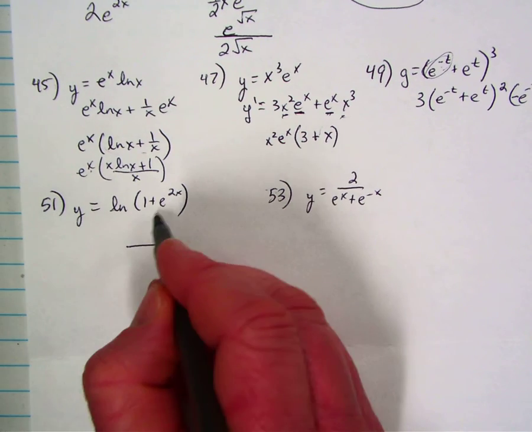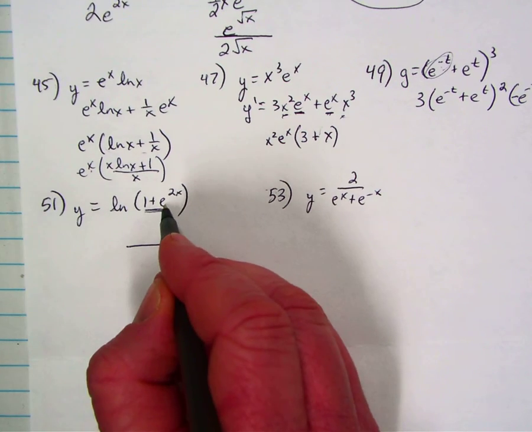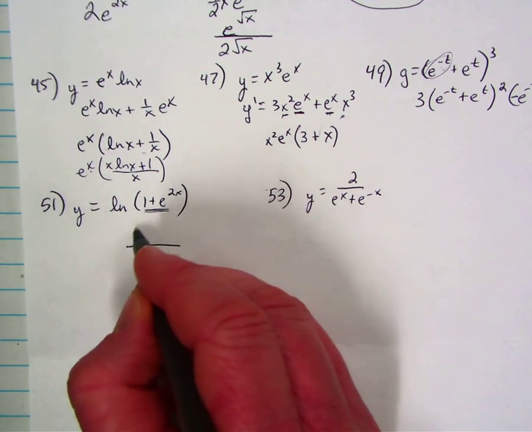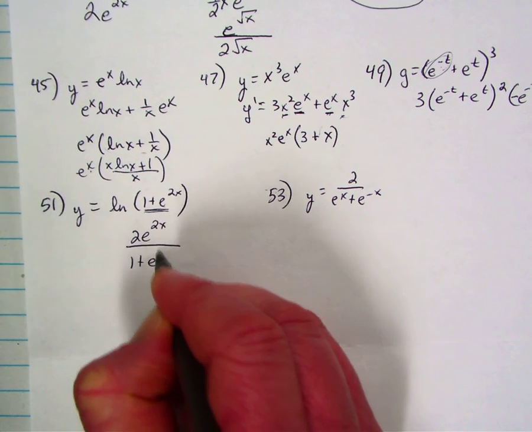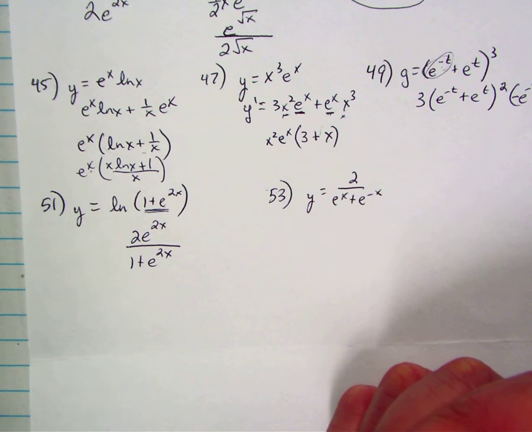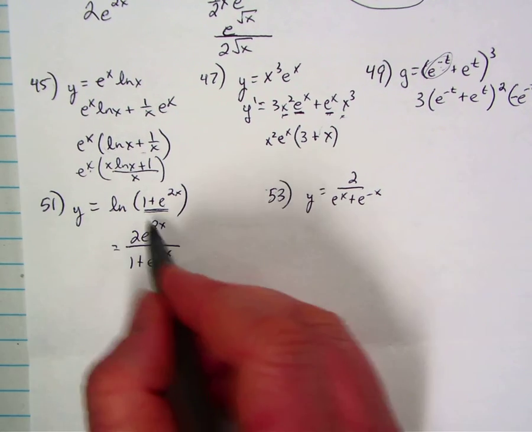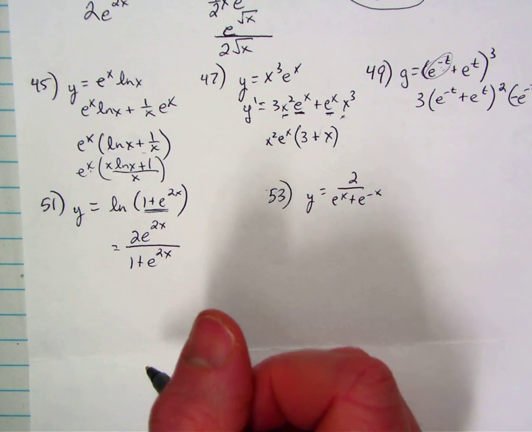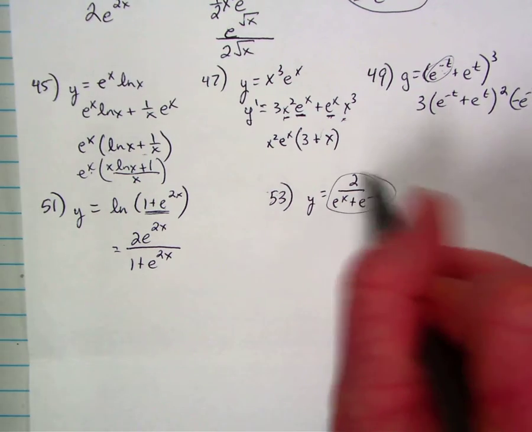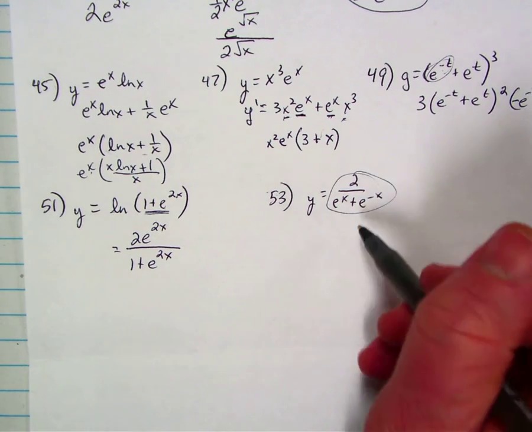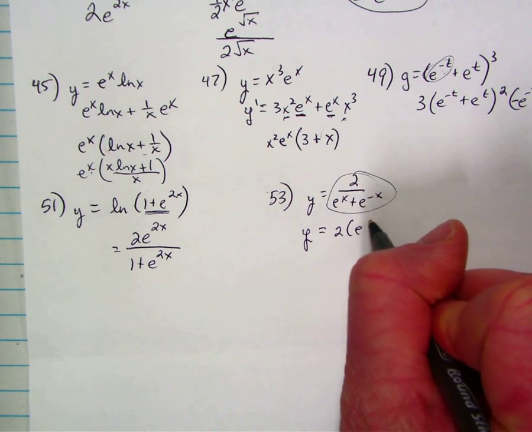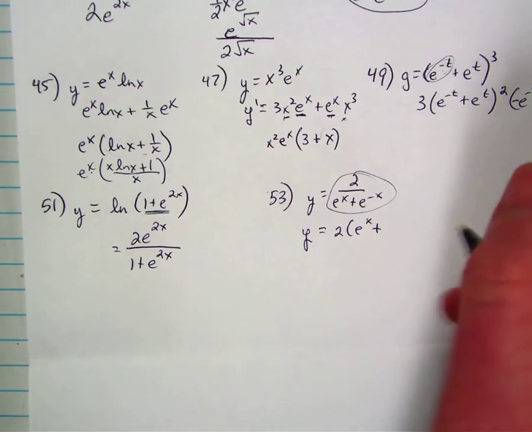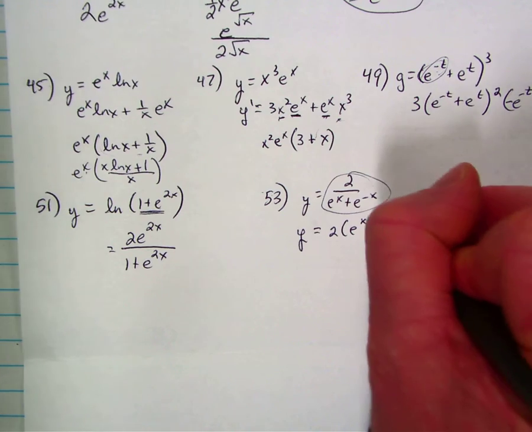Use your log rule, u prime over u. So u prime be the derivative of the numerator, which is 2e to the 2x over u. That's it. Follow your log rules. It just happened to have an exponential inside of it. For this one, it looks like you may want to do a quotient rule. Some of you will change this and do a product rule. It doesn't matter. Or change it and do a power rule.